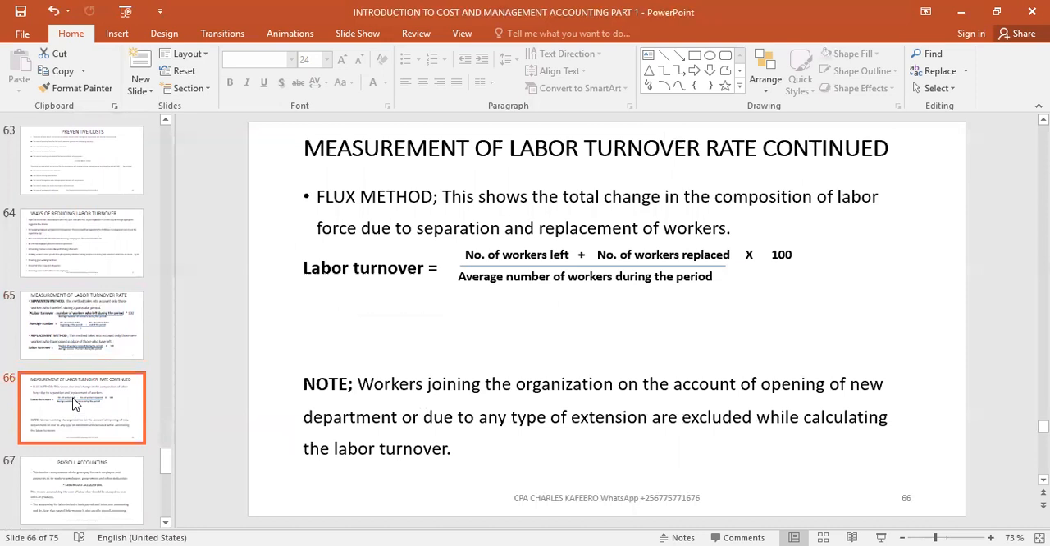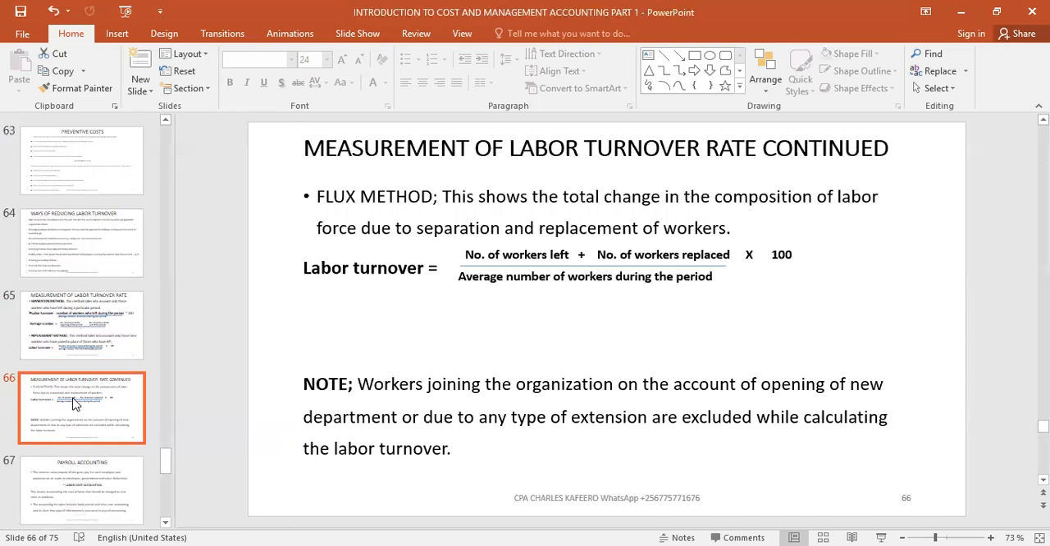The last method is the flux method. This method shows the total change in the composition of the labor force. The total change means those employees who have left and those who have joined. But you have to make sure that these people who are joining are not joining because the company has extended, let's say the company has created a certain department, or put another branch somewhere.